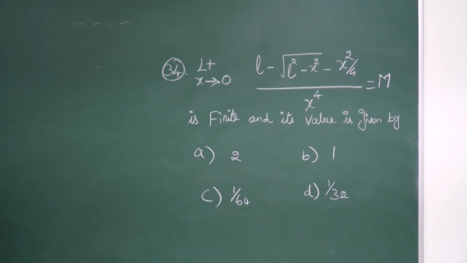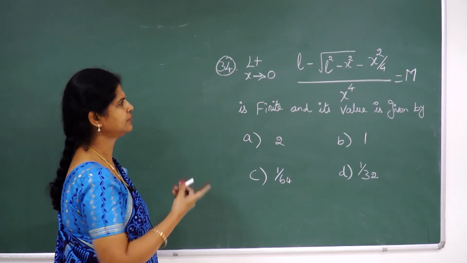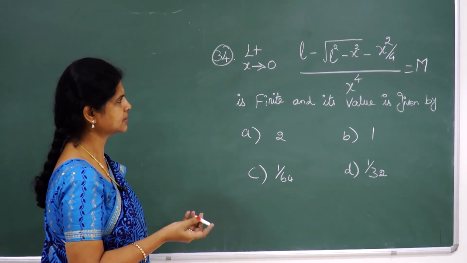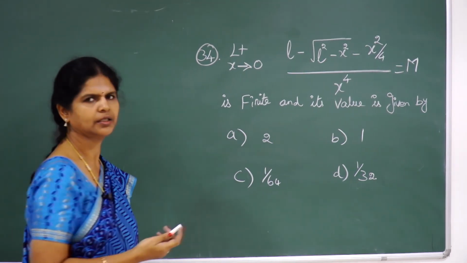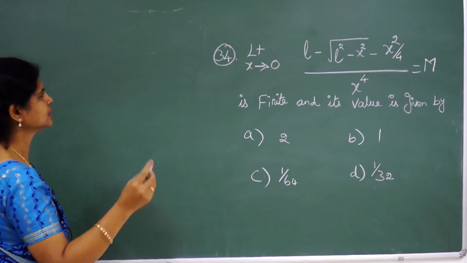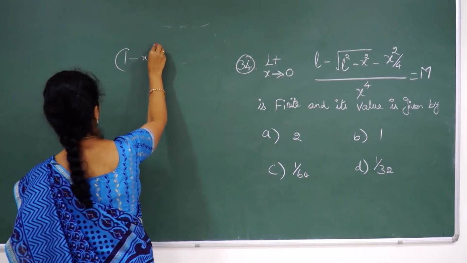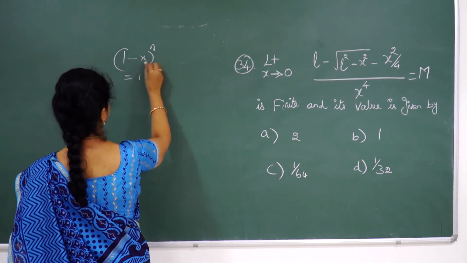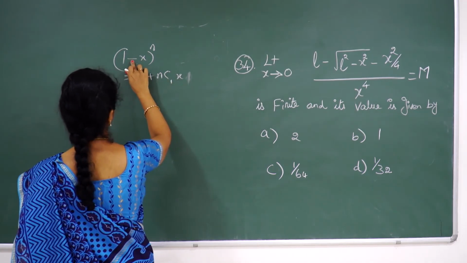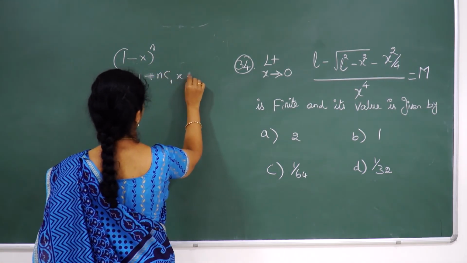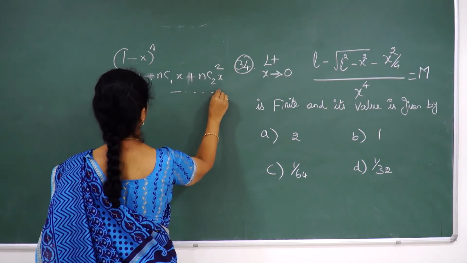So again, this next problem is on the limit function. The limit as x tends to 0 of the given function is given, and the limit exists, it's already given. Here an expression is given under a square root. So here you are going to use the binomial expansion. You already know the binomial expansion: (1 minus x) to the power n is equal to 1, alternately minus and plus nC1 x, plus nC2 x square, minus, and so on. It goes on like this.